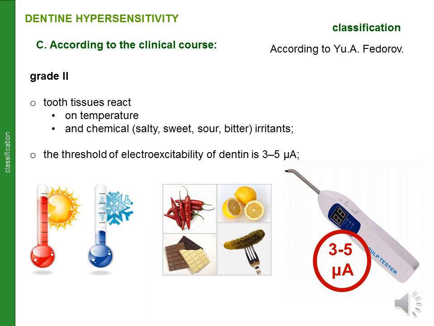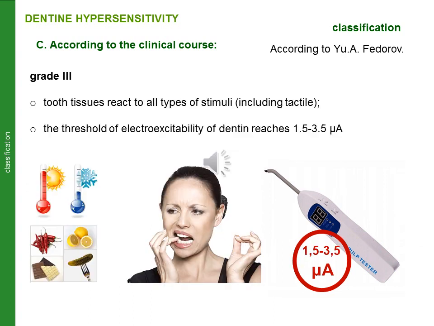Grade 2. Tooth tissue reacts to temperature and chemical, salty, sweet, sour, bitter irritants. The threshold of electroexcitability of dentin is from 3 to 5 microampere. Grade 3. Tooth tissue reacts to all types of stimuli, including tactile. The threshold of electroexcitability of dentin is from 1.5 to 3.5 microampere.